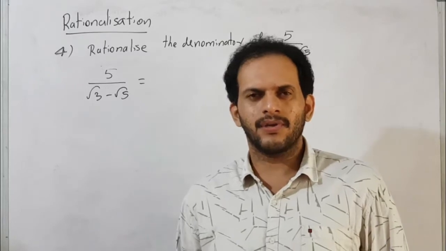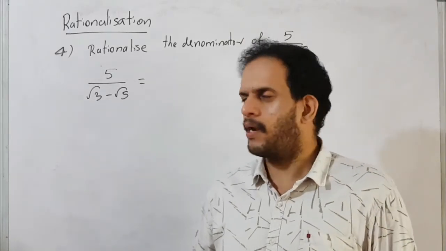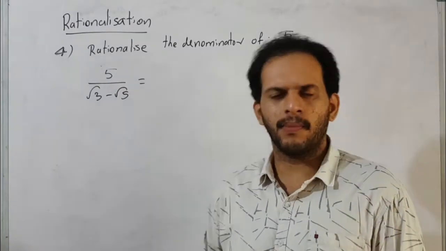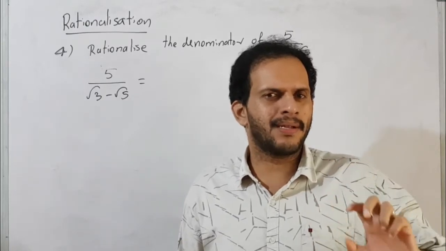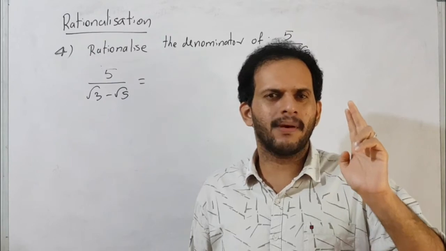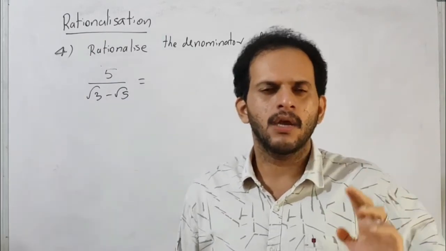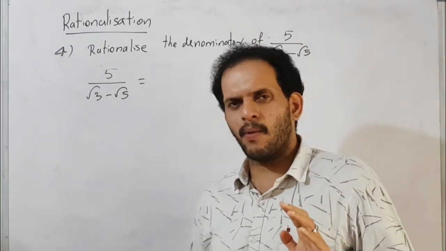So we check whether it is a monomial or binomial. The denominator is very clear. The denominator is a binomial. So what is next? To make the denominator rational, we need to multiply both numerator and denominator by the conjugate of the denominator. Right? We have to rationalize the denominator.